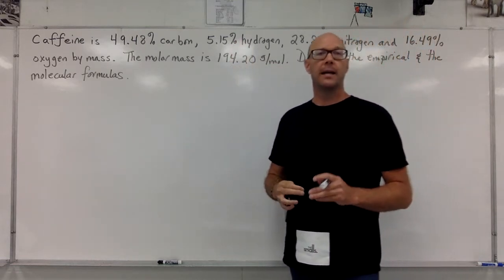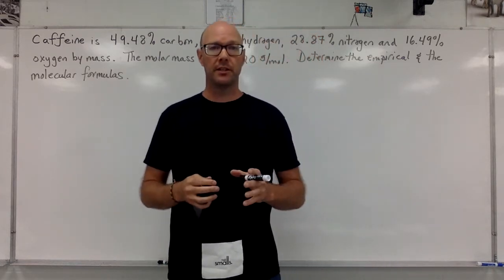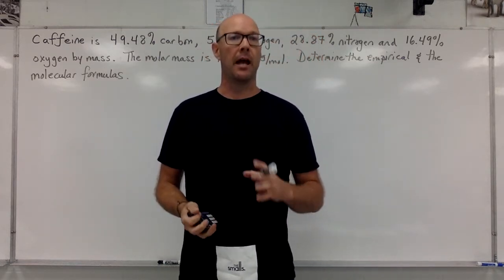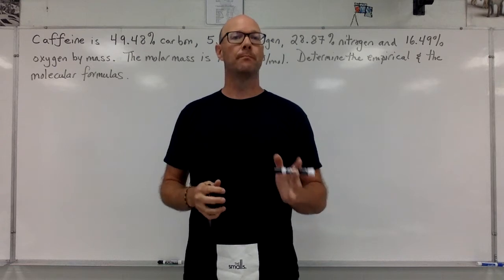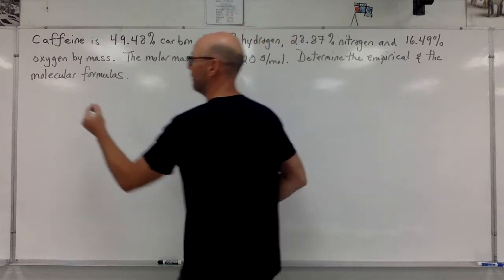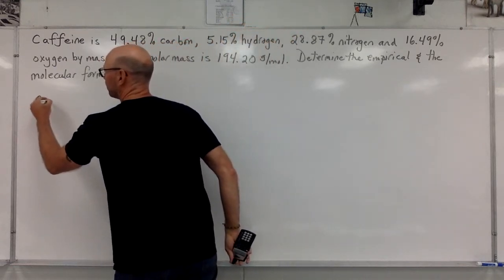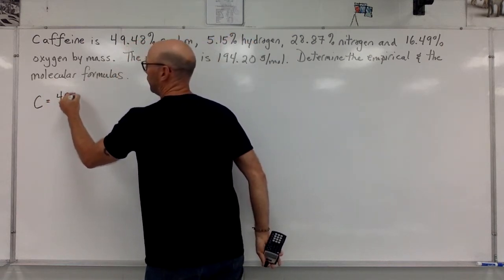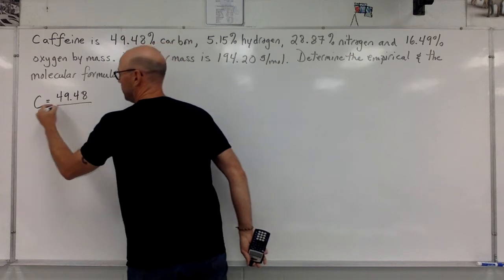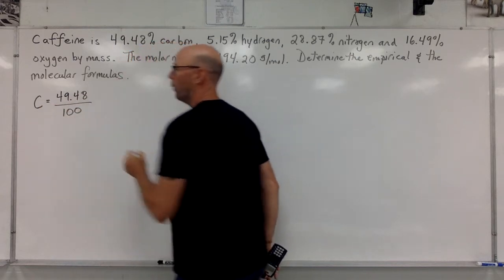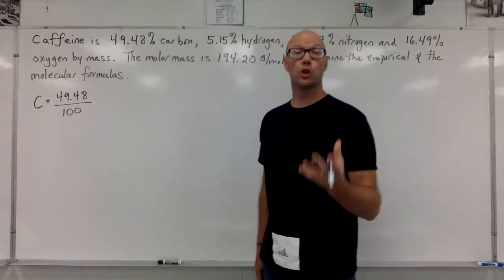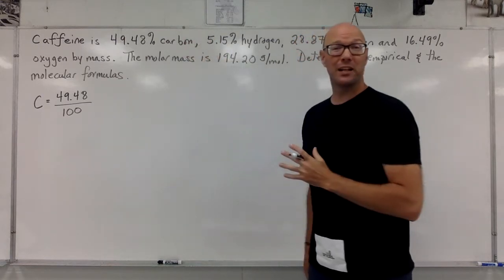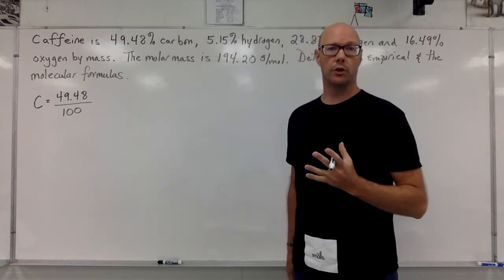Our first step is to convert these percentages into decimals. We need to do that for each element. So I have carbon, it's 49.48, which we need to divide by 100. You might not even need to show that step. You might be able to do that conversion, that division, right in your head.